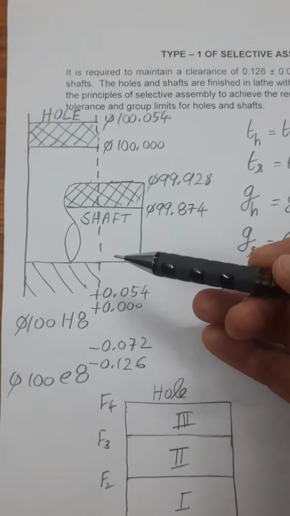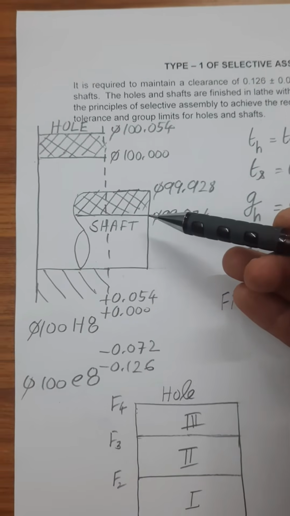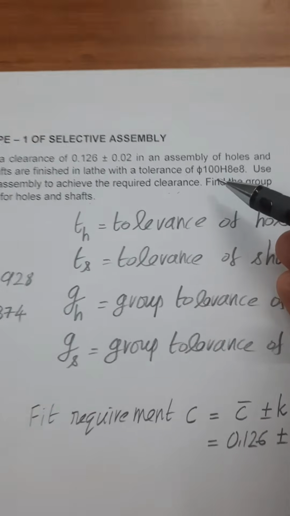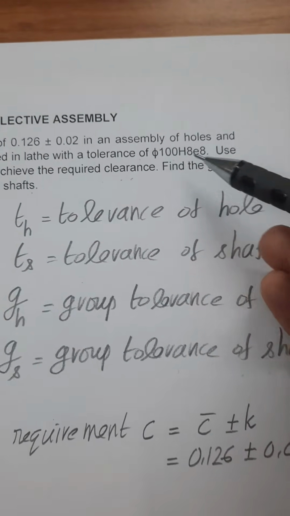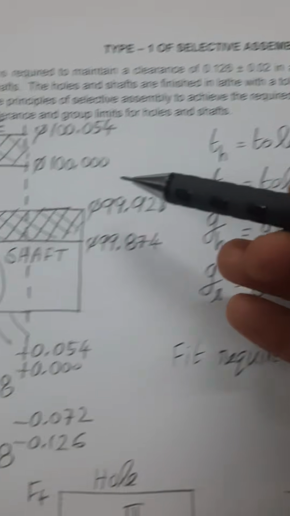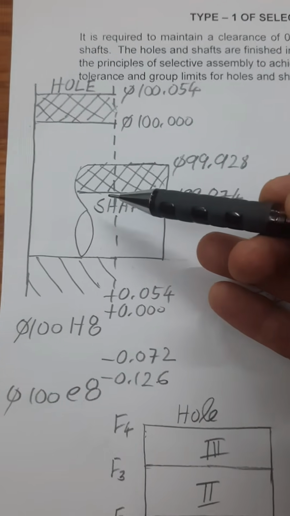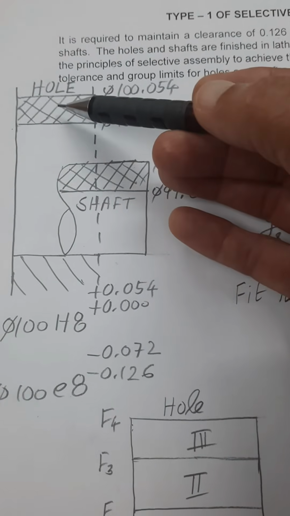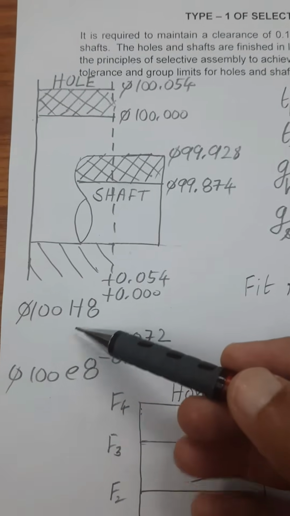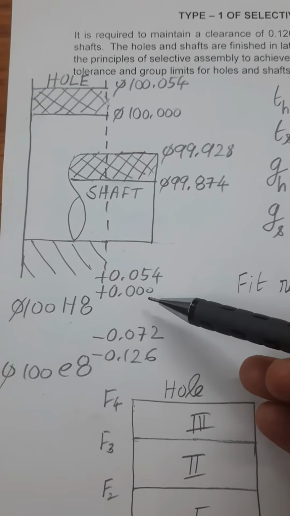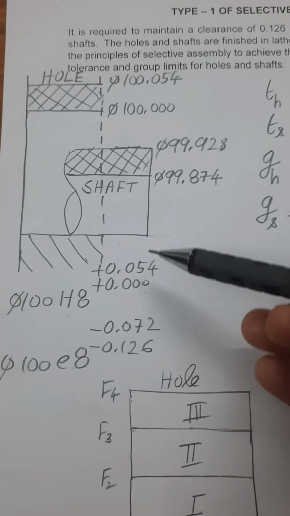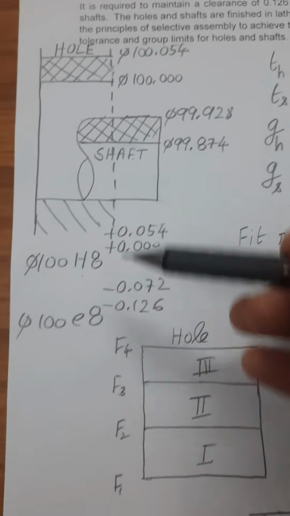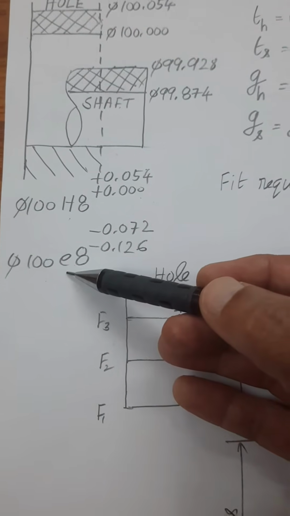If you see the tolerance zone for the shaft and hole, the holes and shafts are finished to diameter 100 H8 E8. So for now it is a clearance fit. The hole has a tolerance of 100 H8. So if you see the tolerance value, it is plus 0.000, plus 0.054. The shafts are manufactured with a tolerance of 100 E8.